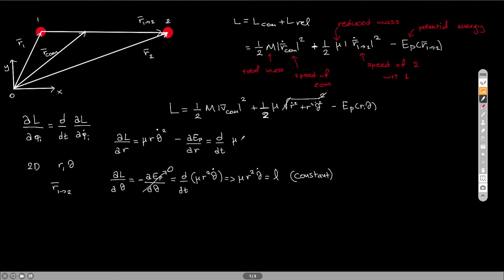So I have m times r dot. This is the reduced mass, not m. And this will be m r double dot. Now, this is the equation that I have for the r generalized coordinate.